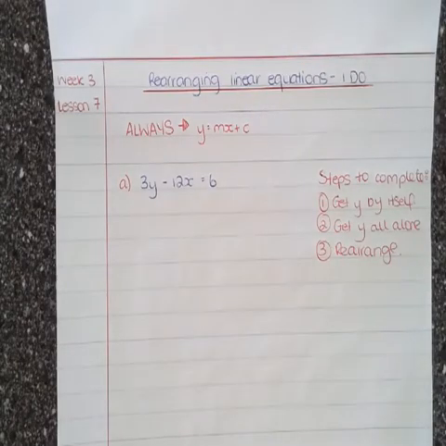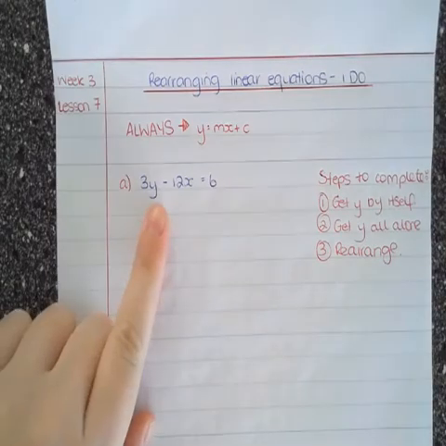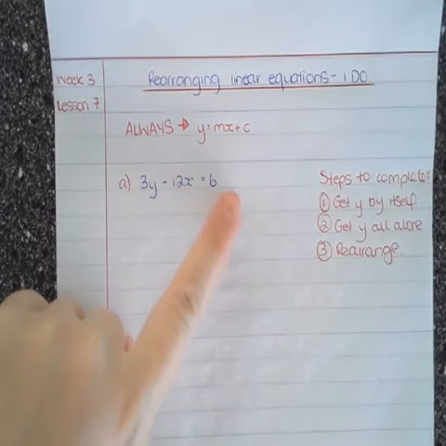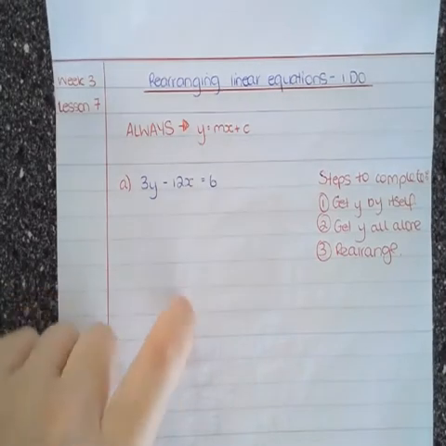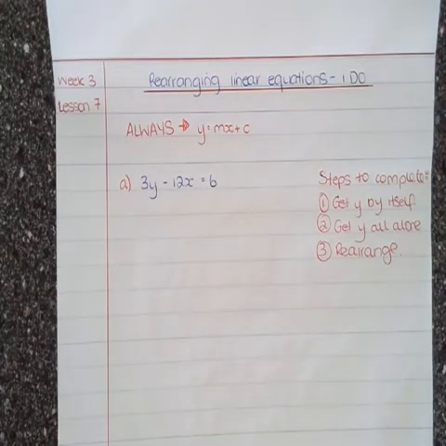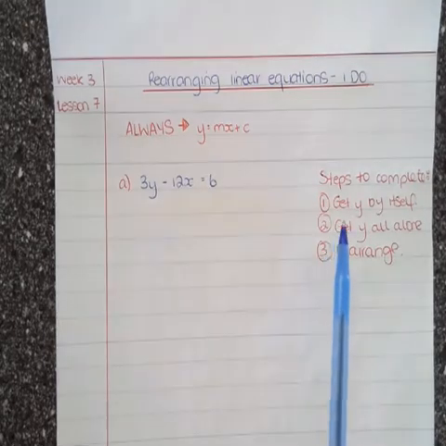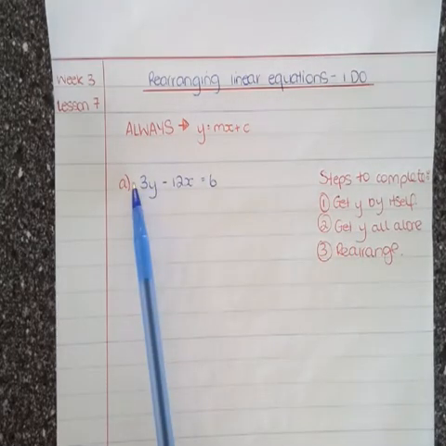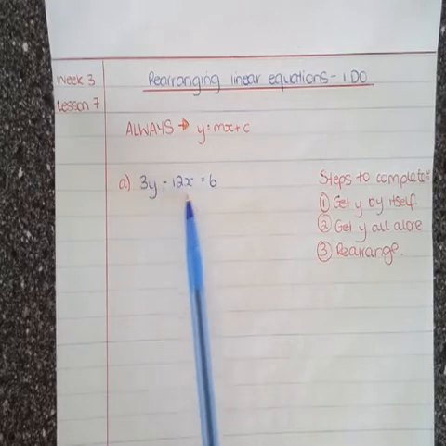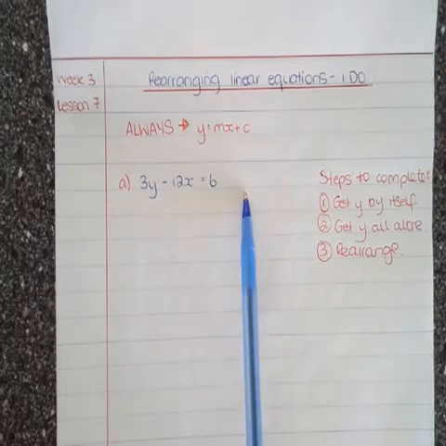Alright guys, so for this question we need to rearrange our equation here to be in the correct linear equation structure. So what we have so far is 3y minus 12x equals 6. The steps that we use to complete this, I've written down on the side briefly. So step 1, we need to get y by itself. So we need to get this minus 12x over the other side.